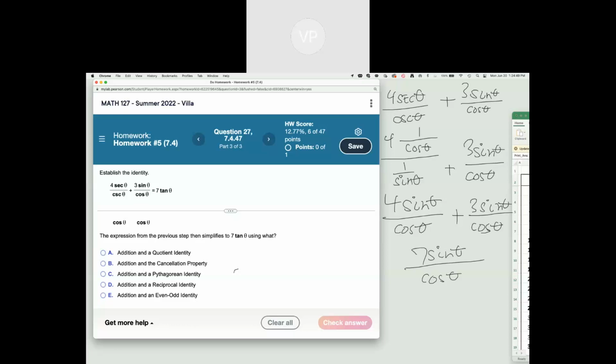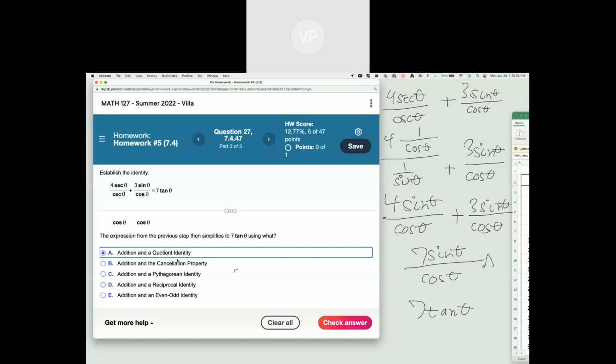Well, if you know these, okay. So it's not addition and a Pythagorean identity. It's not that. It's not addition of a reciprocal. It's just simply an addition and quotient identity, I'm guessing. Yeah, it's not exactly clear. They didn't cancel. You didn't have a Pythagorean. You didn't have a reciprocal. Oh, I'm sorry. No, they want tangent. That's why. Okay.